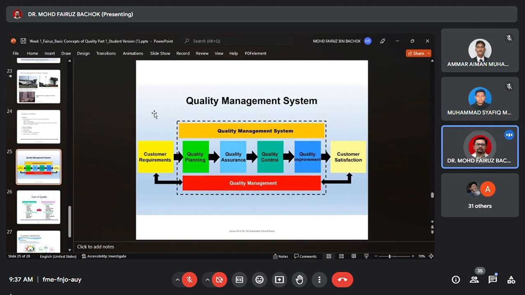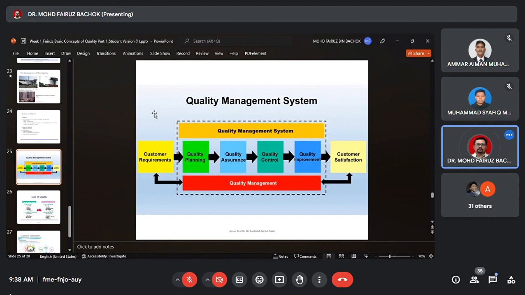So quality planning needs a qualified person. If you want to produce a product, you need a mechanical engineer. If you want to construct a building, you need a civil engineer. So the civil engineer will do the quality planning. After the product has been planned and designed based on the customer requirement, you go to quality assurance. During this time, you get feedback in-house, from the experts in your company.